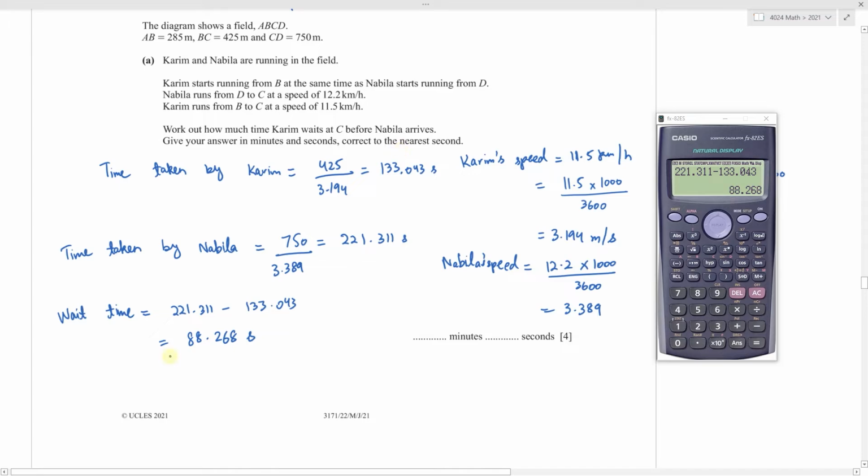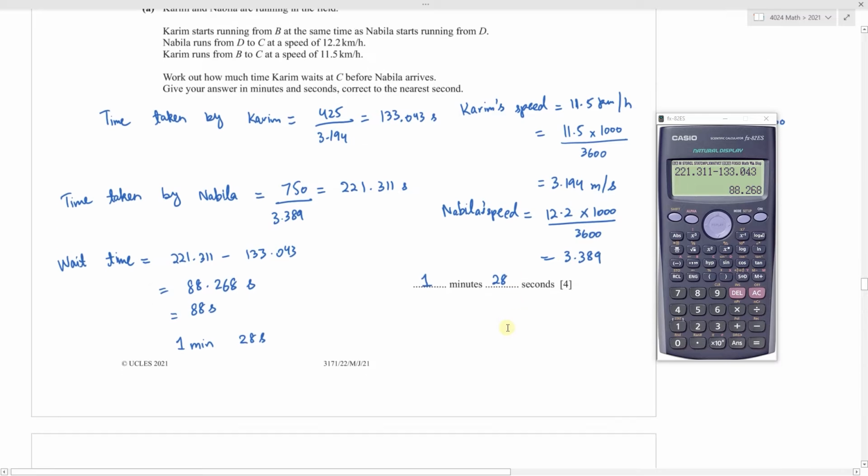Since I have to write it correct to the nearest second, this will be 88 seconds. And then I have to give my answer in minutes and seconds. 1 minute is 60 seconds, so this is 1 minute and 28 seconds. 1 minute and 28 seconds is the waiting time.